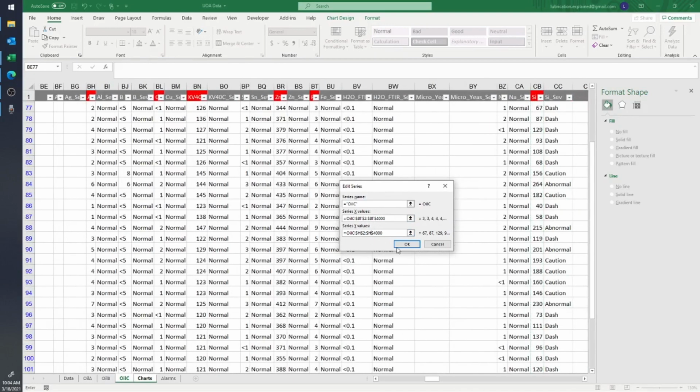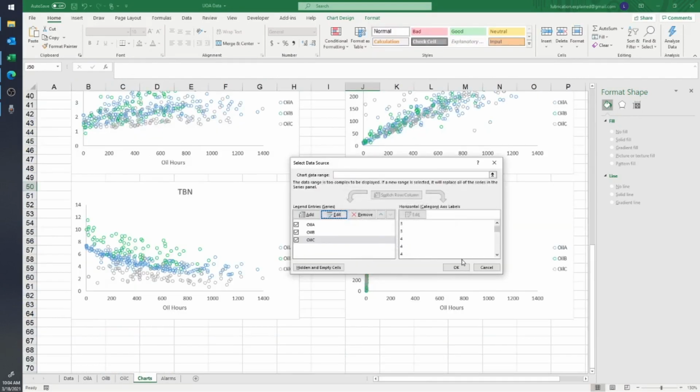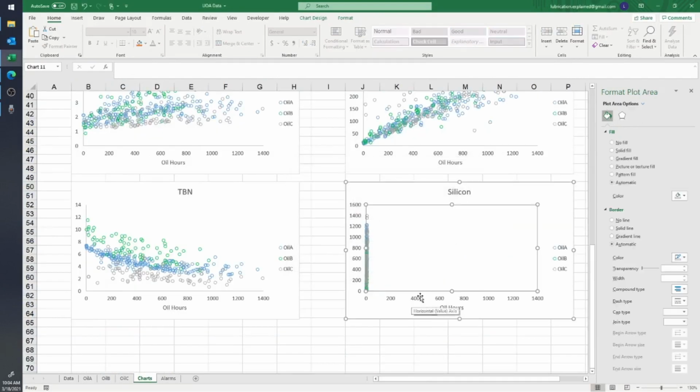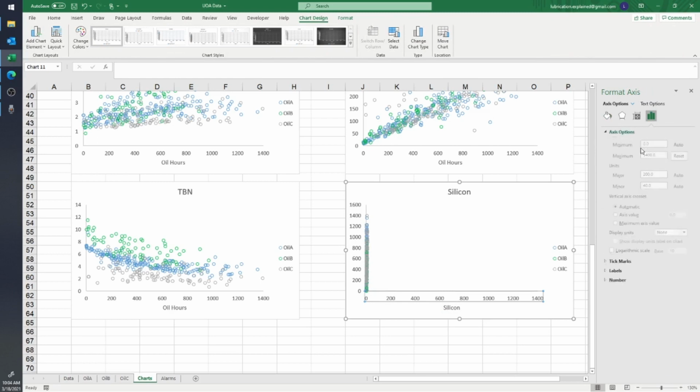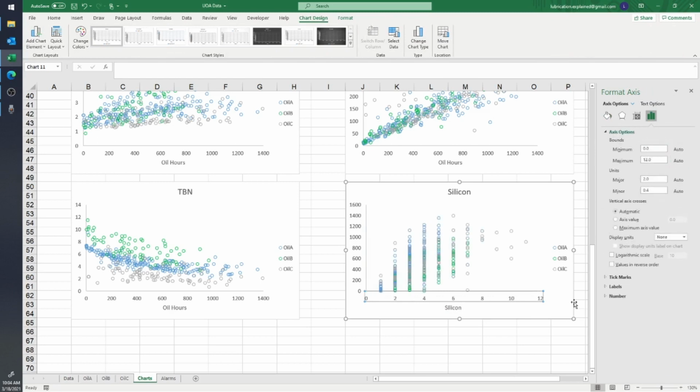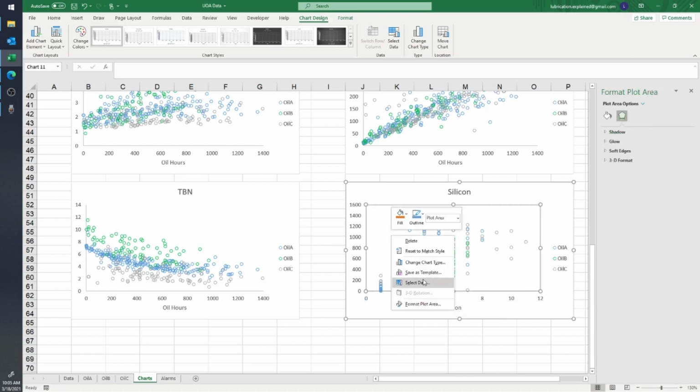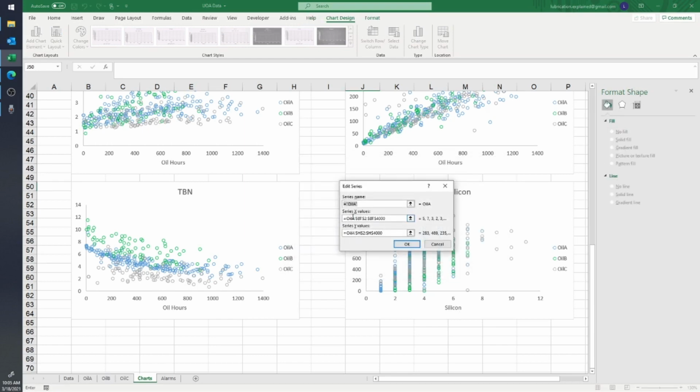Right, so this is us taking it one step further. This is no longer oil hours, this is silicon. And we're going to change this axis to a maximum. Oh, hang on, I've done that the wrong way around, apparently. My fault. Let me change this. I need that to be silicon.